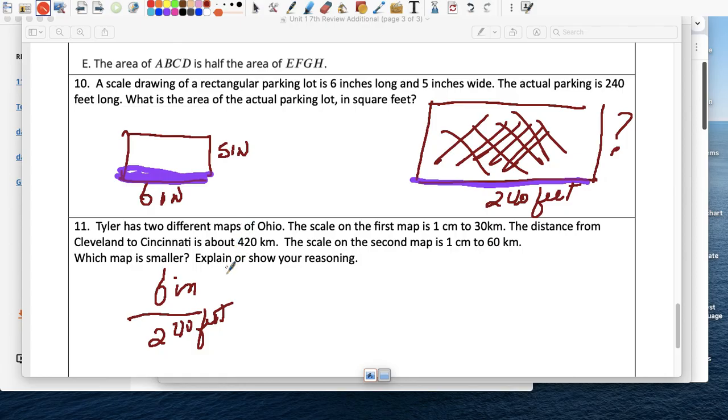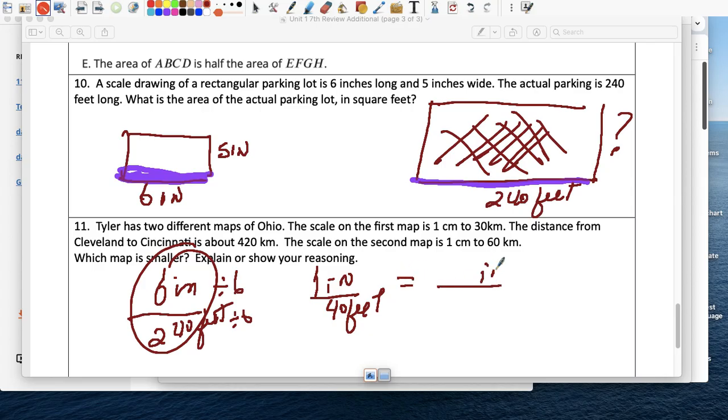You want to simplify? You can. You can divide top and bottom by 6. 6 divided by 6 is 1 inch. 240 divided by 6 is 40. So we can use this scale. You could have used the original one, but if you want to, you can use the simplified version. Now that we know the scale, we can find our measurement.